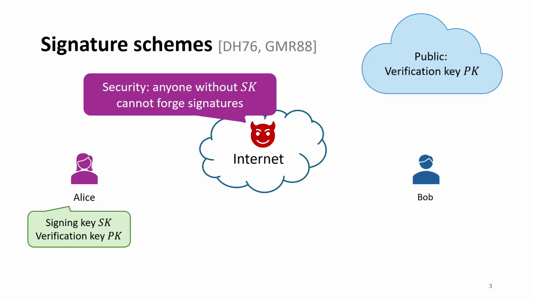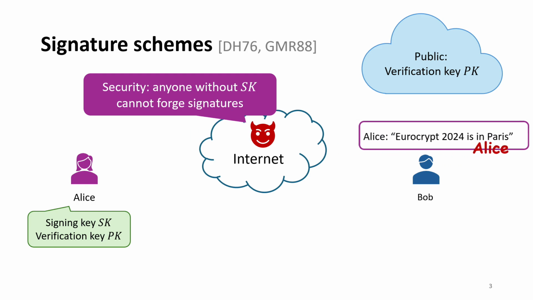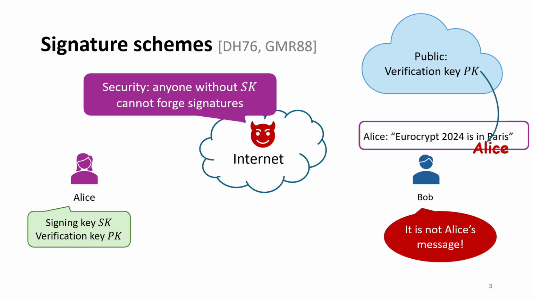Roughly, we say a signature scheme is secure if anyone without the secret signing key cannot create a signature on behalf of the person. So if an attacker tries to sign a message on behalf of Alice, then Bob can again use PK to verify that this message is not Alice's message.